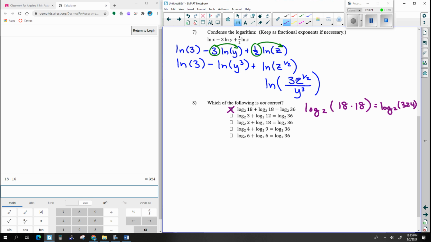Okay, again, addition implies multiplication. So this is log 2 of 3 and 12, so 3 times 12. So that's log 2 of 36. That one's good to go. That one's fine. 2 and 18, 36. 4 and 9, 36. 6 and 6, 36. All of those are 36, except for that 18 and 18. So the only one that is not right is that first one. That's the only one that's not correct.